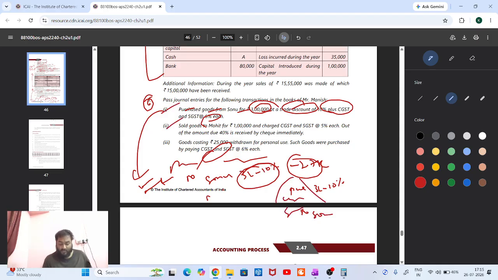This is how you can do it. You can do this on your own. Sold goods to Sonu and charged CGST, SGST, out of which an amount of 40,000 is received by cheque. If 40,000 is received by cheque, it is a bank account debit. Goods costing 25,000 withdrawn for personal use: drawings account debit to purchases.